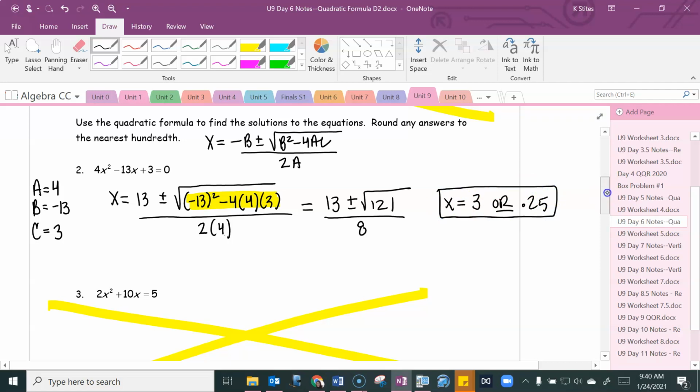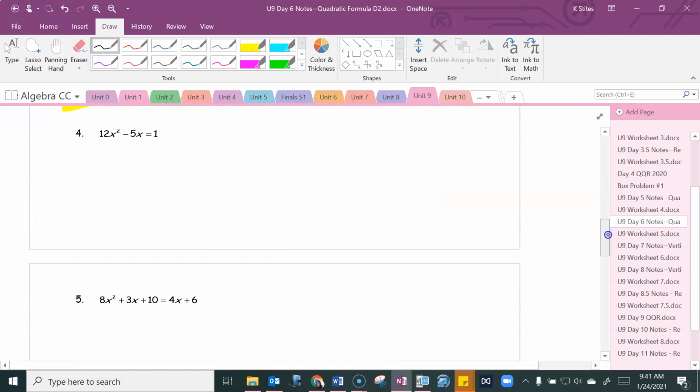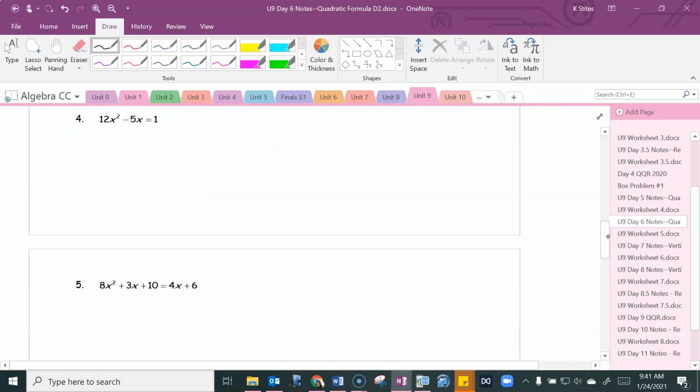Let's jump down to number 4 next. Number 4, you should notice, is not in standard form. This means we don't have an equals 0. So we will have to go ahead and subtract that 1 over first. Because it's the regular number, it's going to go at the end. So 12x squared minus 5x minus 1 equals 0.